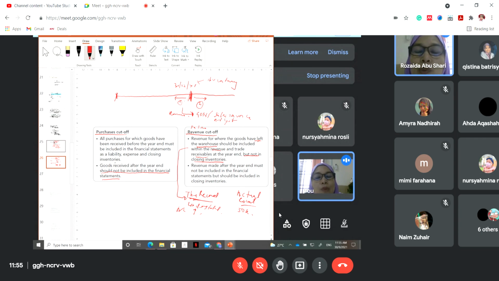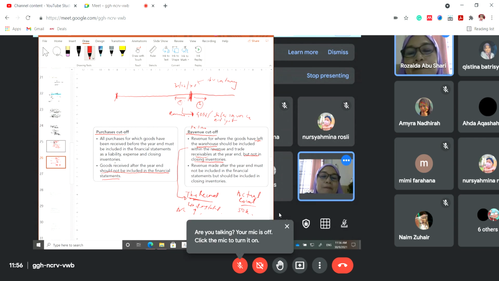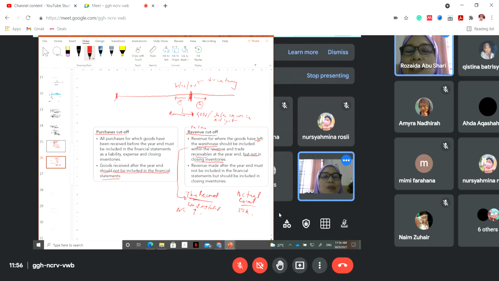That you have to look. That is a factor, okay, contributed to the actual count and the recording figure, okay, will be under or overstated. Okay, revenue made after year end must not be included in the financial statement but should be included in the closing inventory after year end.